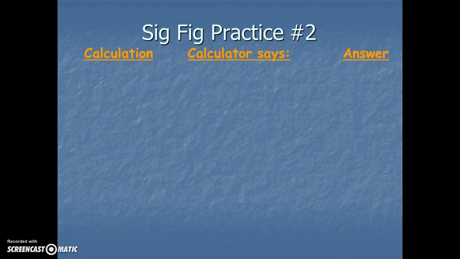Let's do some examples. If we put this calculation into our calculator, 3.24 times 7.0, we're going to get 22.68 meters squared. Now, we have a measurement with 3 significant figures, and 7.0 has 2 significant figures. That 0 is significant. It is not a placeholder. So we need to round our answer to 2 significant figures, which would then be 23 meters squared.